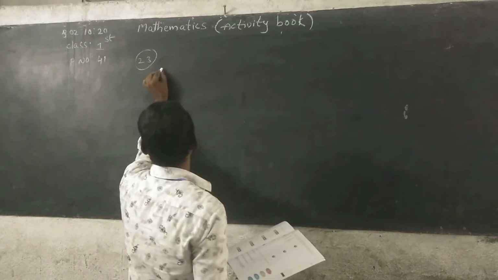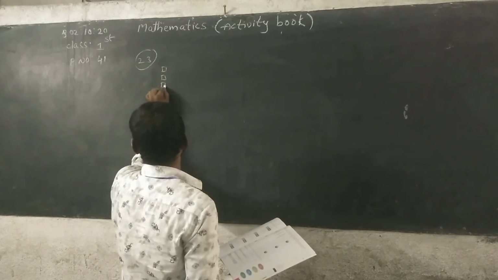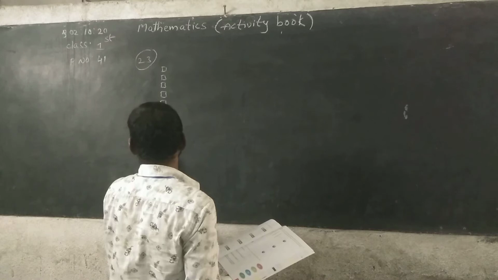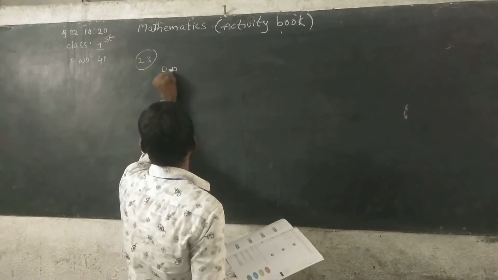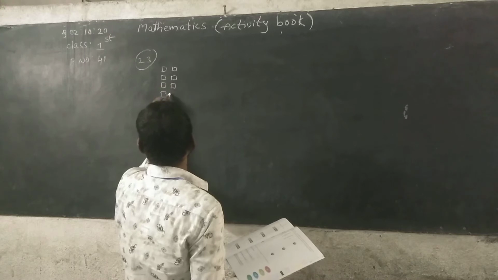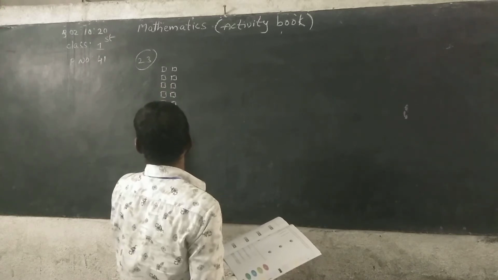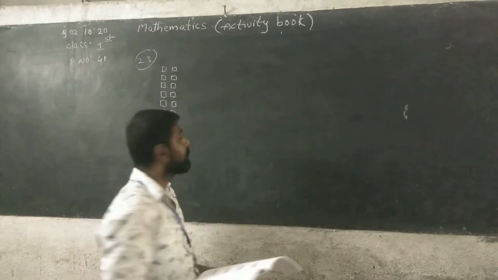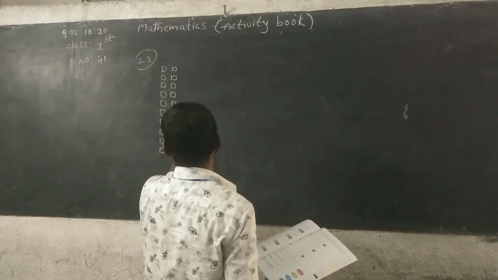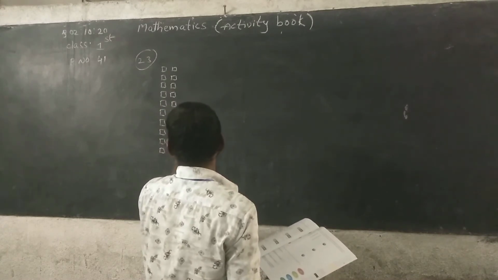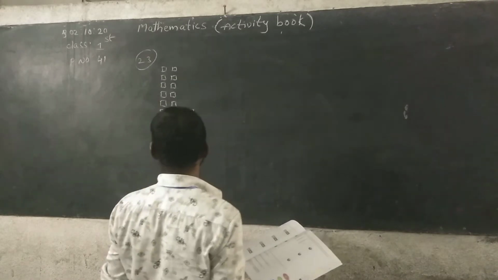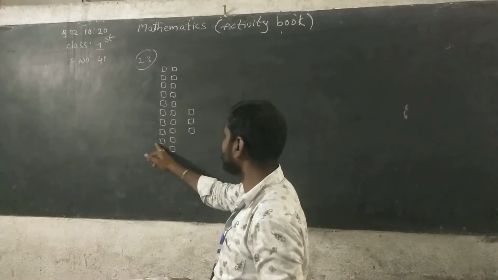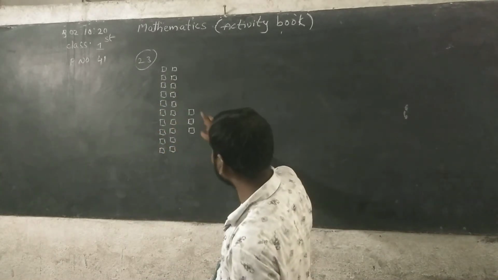See here, 1, 2, 3, 4, 5, 6, 7, 8, 9, 10. One pile completed. 1, 2, 3, 4, 5, 6, 7, 8, 9, 10. So 2 is in the tens place, 2 piles completed. Remaining, in the ones place you can write 3 boxes. 1, 2, 3. Each pile in the tens place contains 10 boxes. See here, 10 boxes, here 10 boxes. So the ones place contains only 3 boxes.